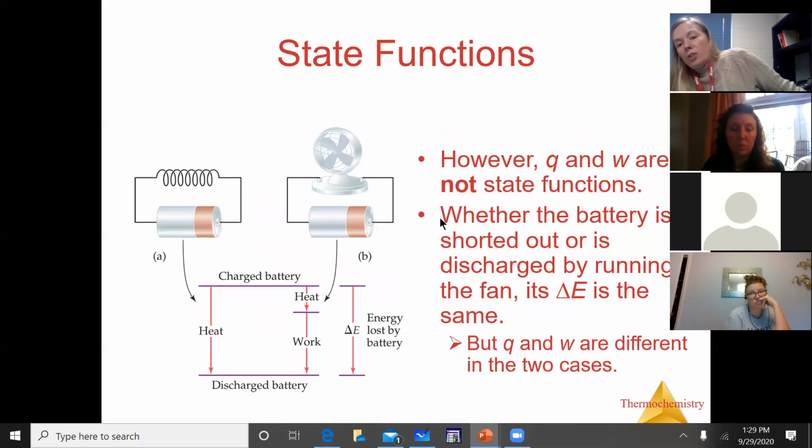So whether the battery is shorted out or it's running the fan, the delta E is still the same, or it still has that state function quality. The end result is the same. But the heat and the work within there are not state functions.